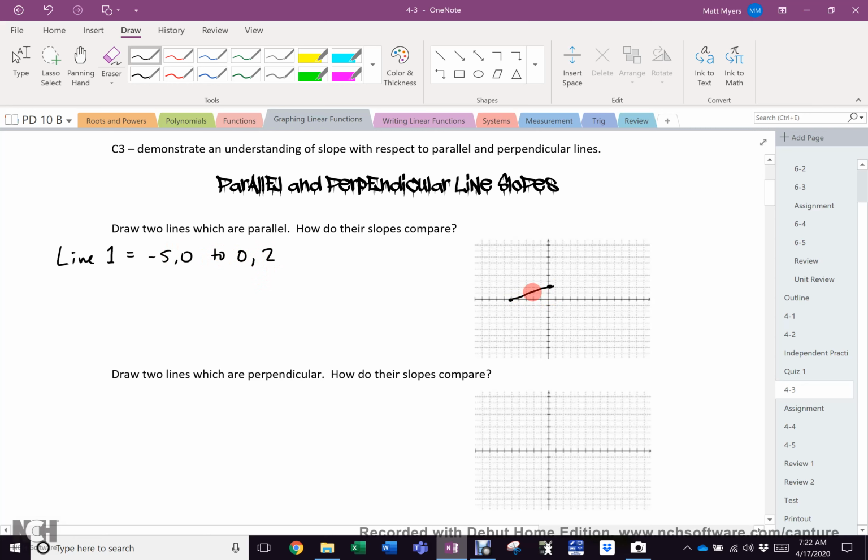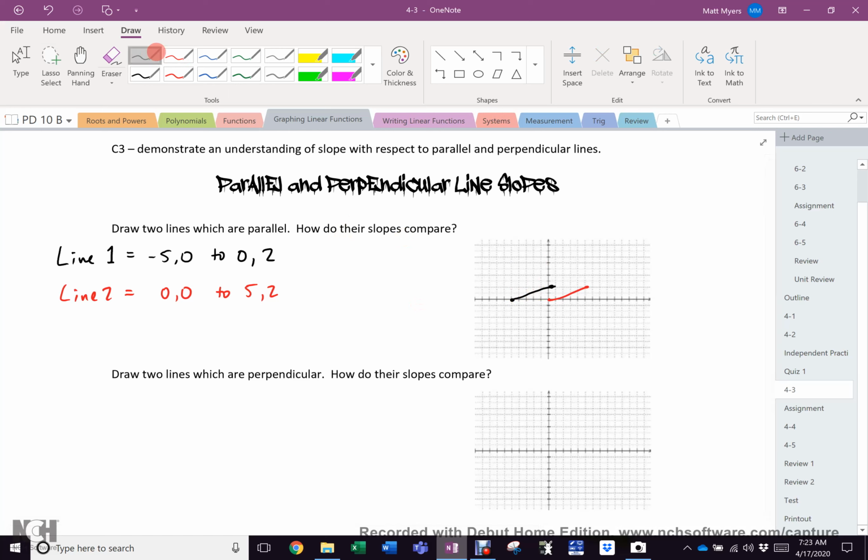Now, if we're going to make it parallel, it's got to be the same line, right? So we're going to slide this line 5 spaces. Line 2 is going to equal 0, 0 to 5, 2. So we're going to slide this 5 spaces to the right. 1, 2, 3, 4, 5. Now, you're smart kids, so it's exactly the same line, right? If I move that black line, see, it's right on top. They're the same line. So the question is, how do their slopes compare?